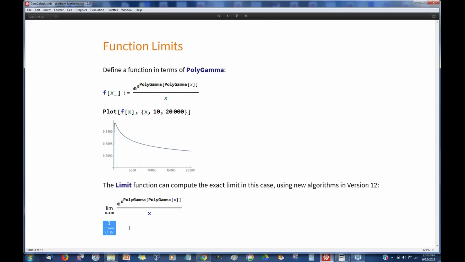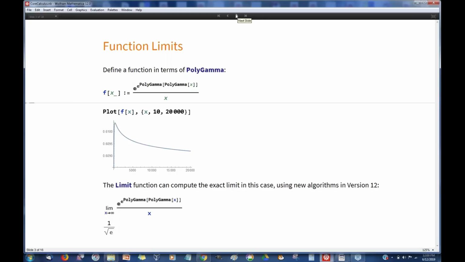So the Gruntz algorithm is a very important feature of version 12, and we have a world-class implementation of this, not just for elementary functions, but also for special functions.